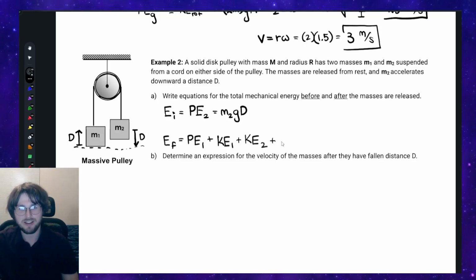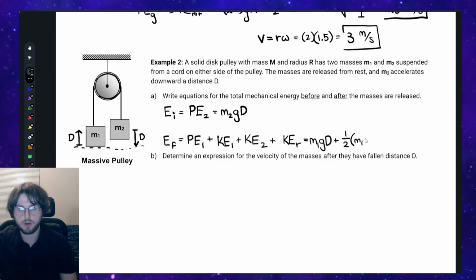Now, this pulley is going to be moving along with the masses, and so it's going to have kinetic energy, but this time it'll be rotational. So let's just call that KER. So writing this whole mess out, we're going to have M1 times the acceleration due to gravity times the distance that it gained. So now it's d meters high up, plus I'm going to combine the kinetic energies of the two masses that are translating.